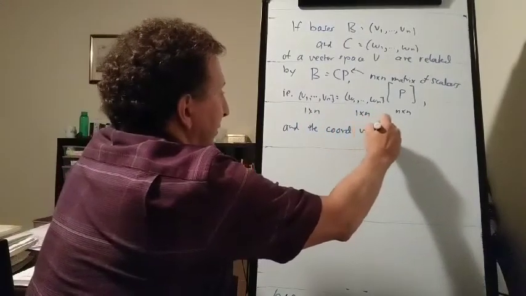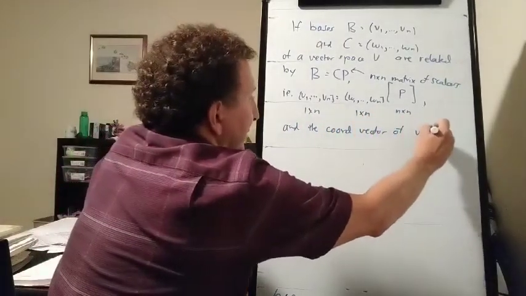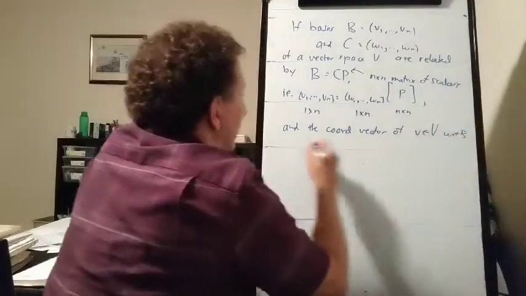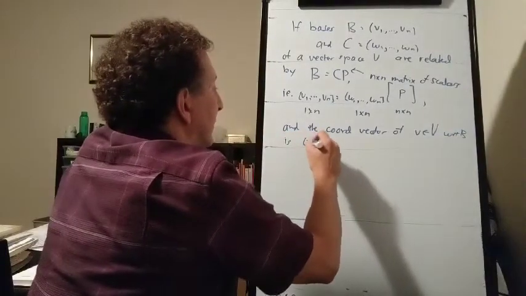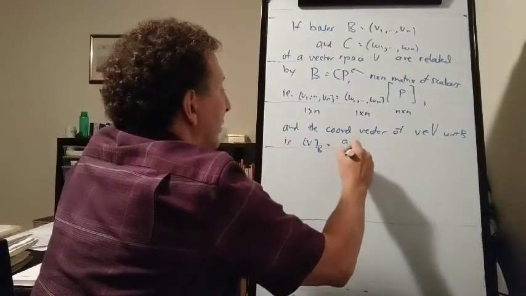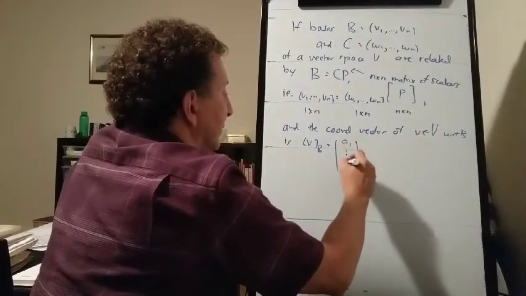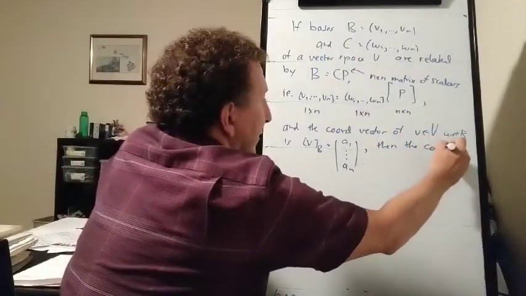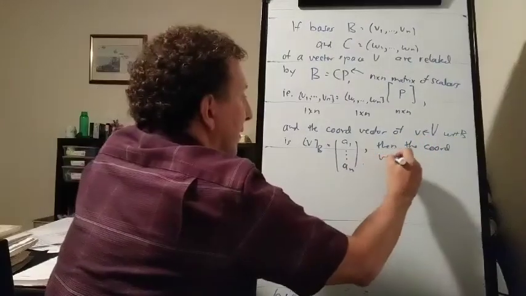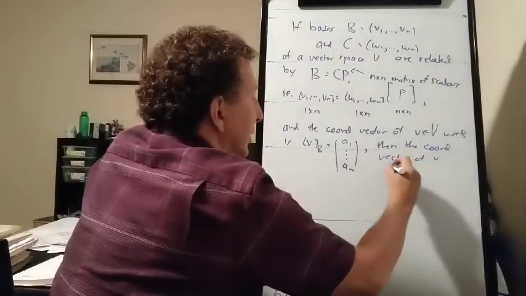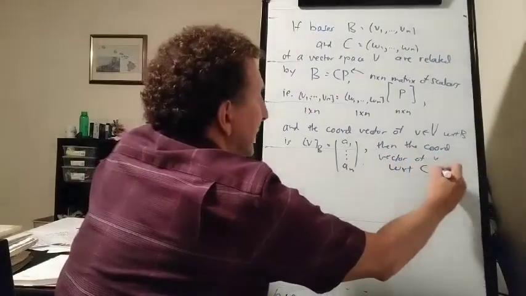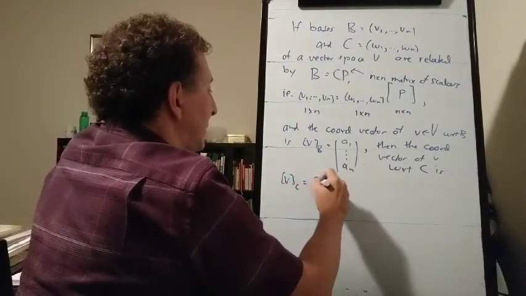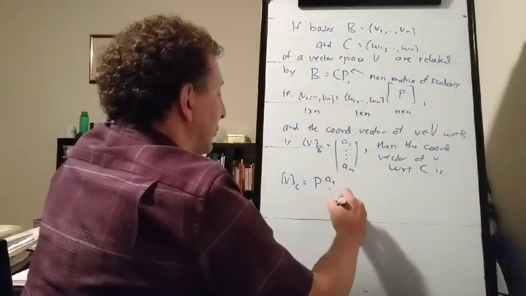And the coordinate vector of some element V in the vector space with respect to B is A1 through AN, written as a column vector. Then the coordinate vector of V with respect to C is just P times the vector A1 through AN.